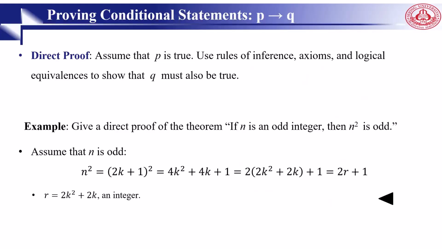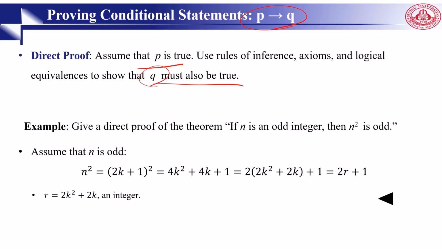We want to see proving a conditional statement like P implies Q. We can use direct or indirect proof, right? Direct proof is normally used for easier cases, so we can target this using direct proof. In direct proof, we assume that P is true. Then we use rules of inference, axioms, and logical equivalences to show that Q is also true. This is for direct proof.